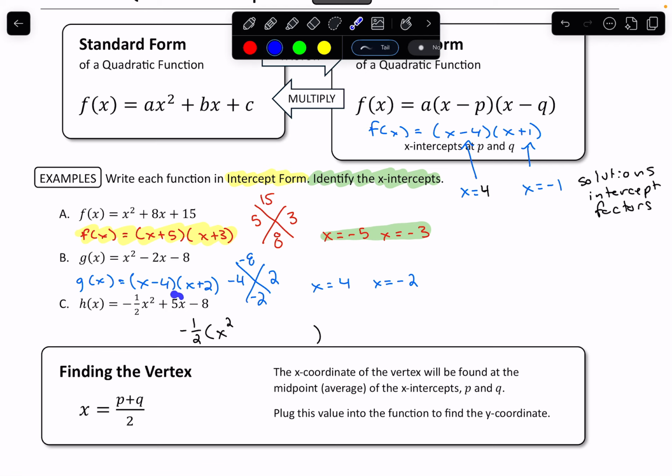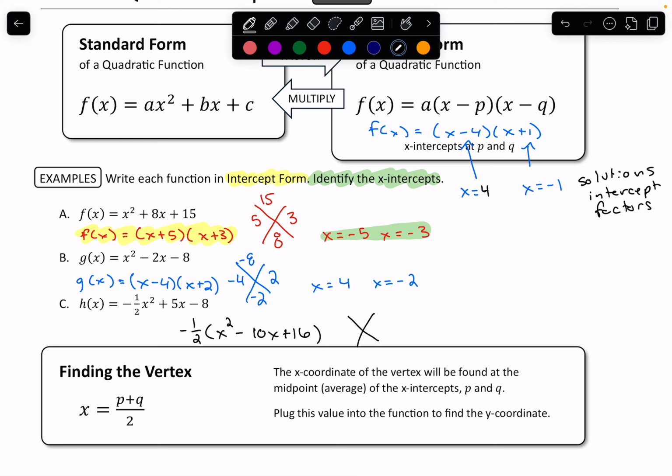When I take 5x and I divide by -1/2, it's weird because my number actually gets bigger. When I divide a number by a fraction, it gets bigger. So that 5x becomes a 10x with a negative in front, because a positive divided by a negative is a negative. And then -8 divided by -1/2 is +16. So now I have something that I can factor.